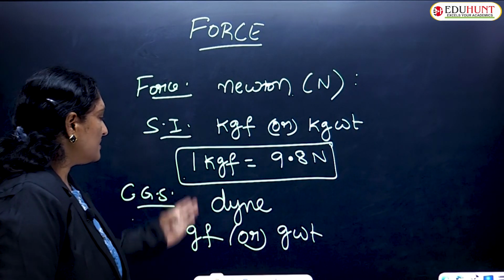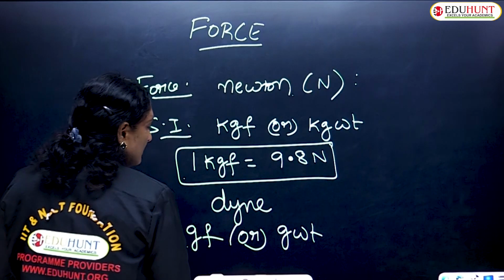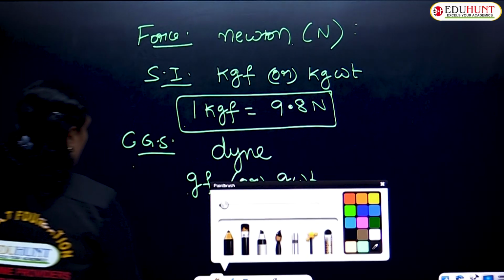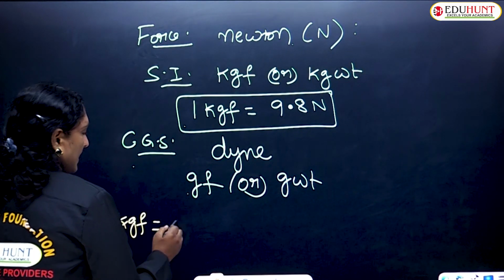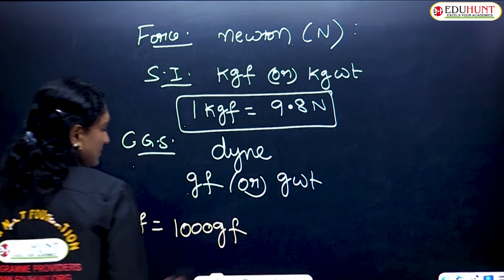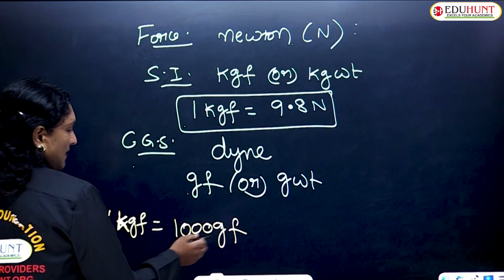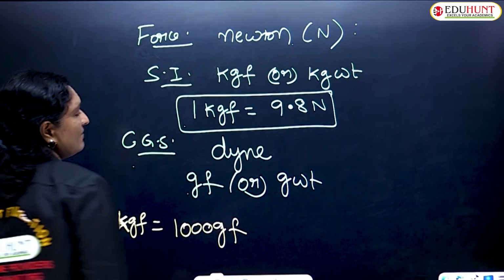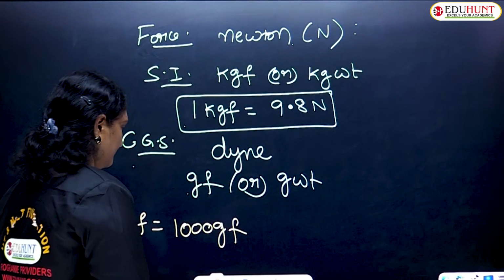And 1 kg is nothing but 1000 gram force. So how much, children? 1 kg force can also be written as 1000 gram force. Both are the same. Instead of 1 kg, I wrote it as 1000 gram force. Or 1 kg weight can also be written as 1000 gram weight.